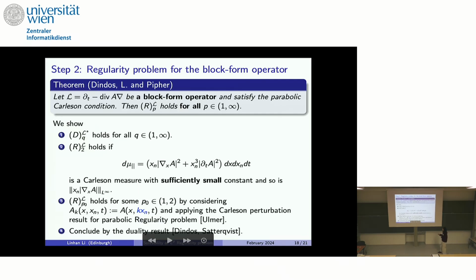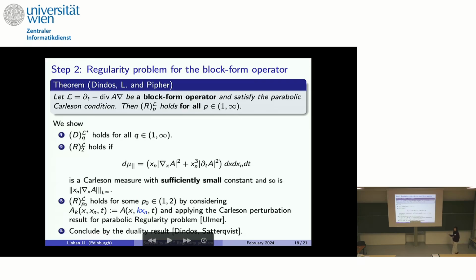Now, once we get this, we can conclude by the duality result, right? Because once we have the solvability of the regularity problem for P0, then by the duality, we know the regularity problem is solvable as the dual range of the Dirichlet problem. And we show that this is true. The Dirichlet problem is solvable for all P.